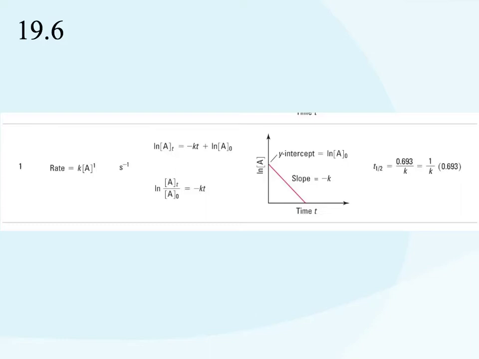Remember that for zero and second order we see a dependence on that initial concentration, so this actually makes our life a little bit easier because we don't have to worry about that value. And so we can use these equations for decay processes in the same way that we used them for chemical reactions.